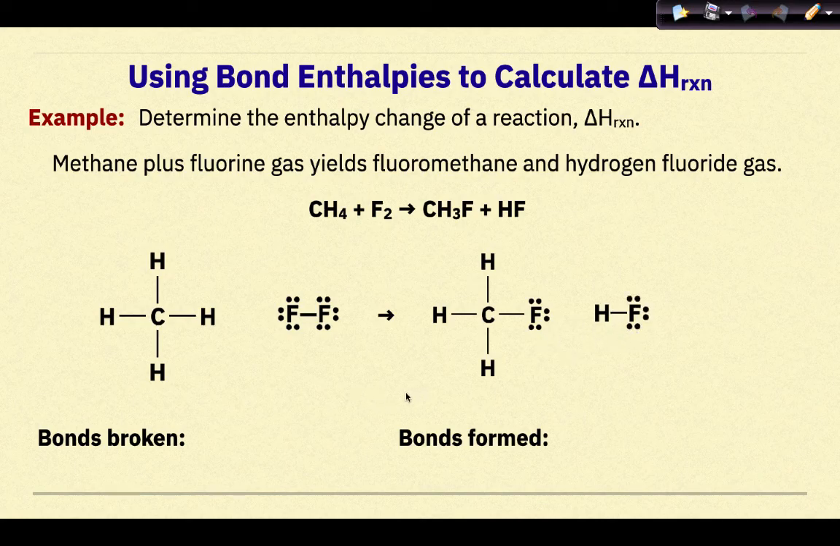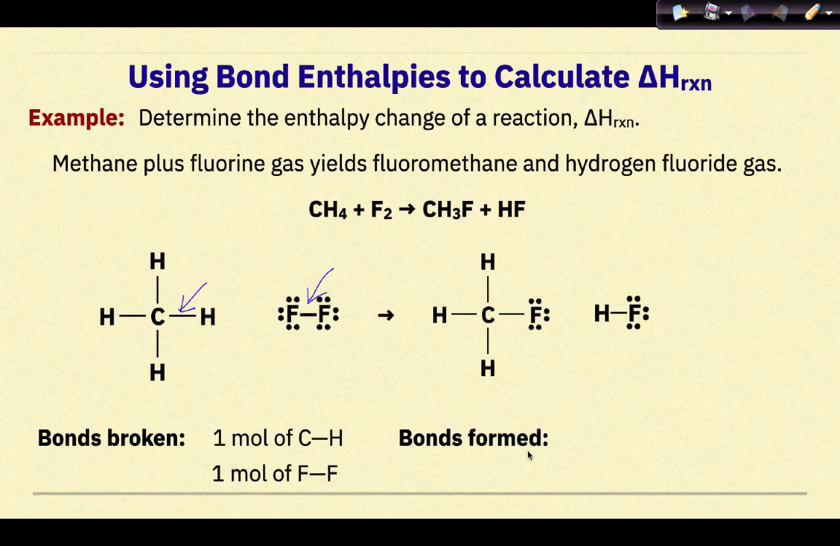So what we need to do here is figure out what bonds are broken and what bonds are formed as we go from reactants to products. So in order to achieve CH3F, that means we have to break one of these CH bonds. It also means that we need to break this single bond between the fluorine atoms. So for bonds broken, we're going to have 1 mole of CH and 1 mole of FF.